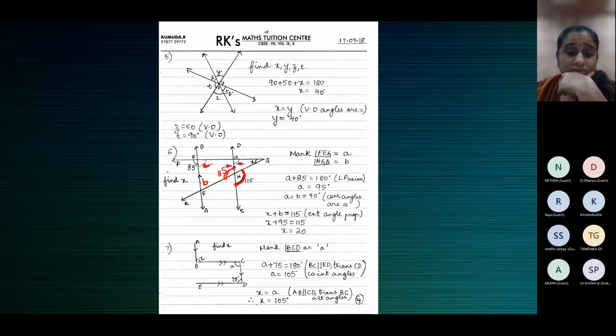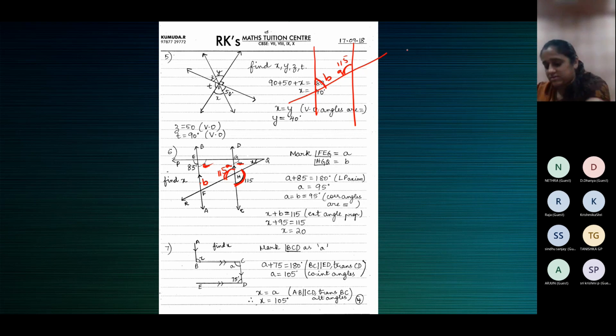Why are A and B co-interior angles? Because we have two parallel lines and this is the transversal. This is 115 degrees and I'm calling this B. This is A, this is B. You can see that A and B are interior angles, and they are on the same side of the transversal. What are co-interior angles? Both of them will be interior angles and both will lie on the same side of the transversal.